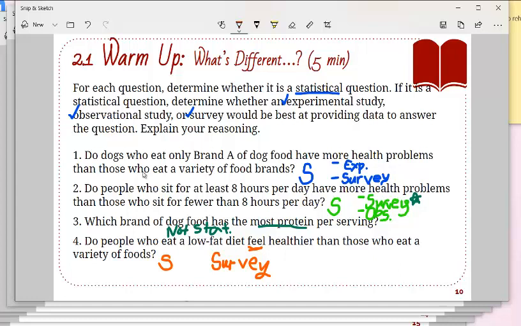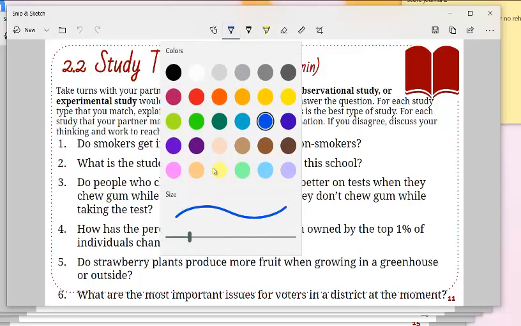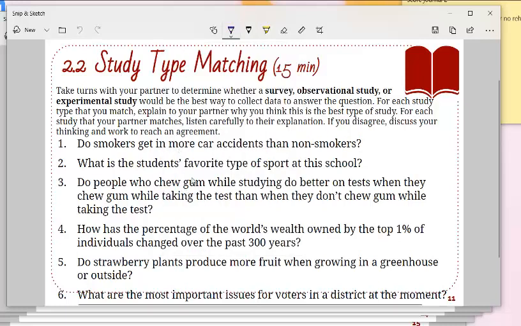Alright, so there's our warm-up right there. Good discussion about whether things were statistical or not, and which one fits the best. So let's continue on. When we're looking at our study type matching, right? Take turns with your partner. So if you have a partner next to you, you could talk to them about whether something is a survey, an observational study, or an experimental study to collect data for this. Make sure you're explaining why and discuss with each other if you disagree. Or we're going to walk through this together and have a chance to see what my answers would be for this, and hopefully yours are matching.